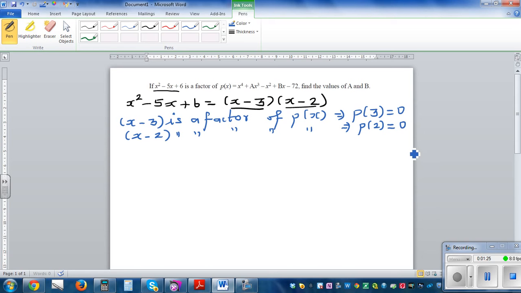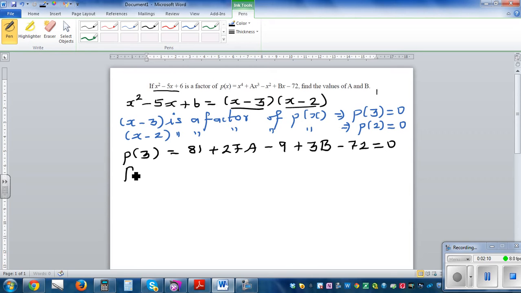So basically what you have to do is find p of 2 and set it equal to 0, and p of 3 and set that equal to 0. So you are going to get simultaneous equations, solve them, and that's all. So you can pause this video if you can do the rest. Okay, so let's find p of 3 first. p of 3 would be 3 raised to 4, which is 81, plus 3 cubed is 27, so that's 27a, minus 9, plus 3b, minus 72 is equal to 0.